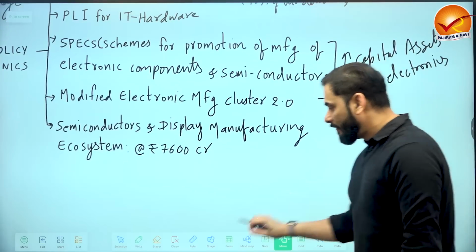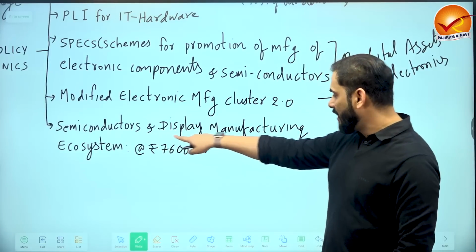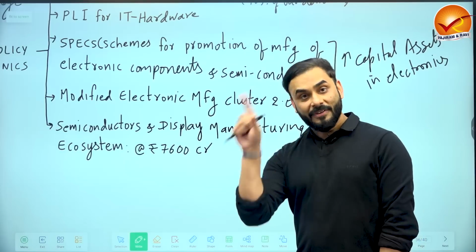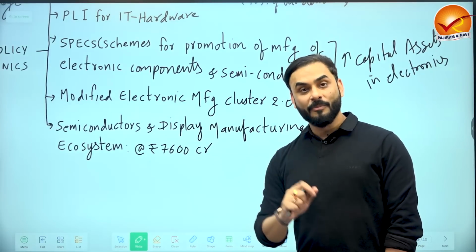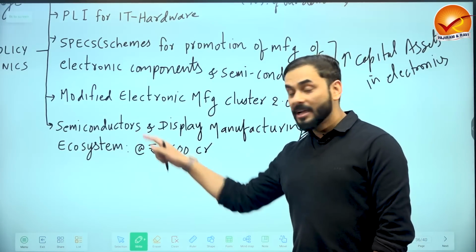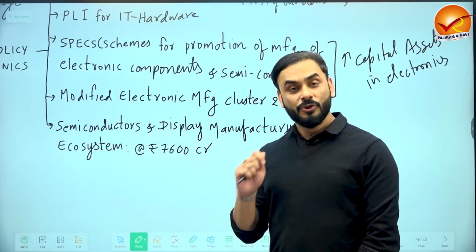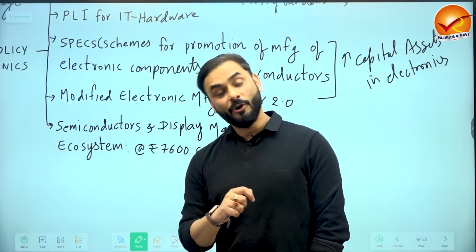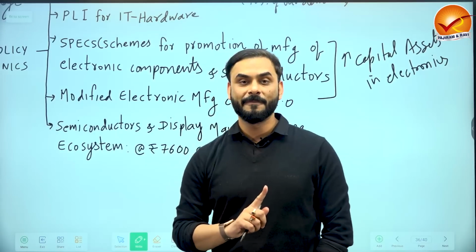Similarly, Government of India has also launched a scheme for semiconductors and display manufacturing ecosystem. Display as in guys, so TV screens, LED, computer monitor, right? Plus semiconductor. Where do you use semiconductor? You use semiconductor in automobile, in computers, in spacecrafts, all those places you use semiconductors.